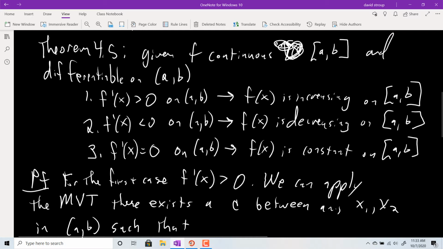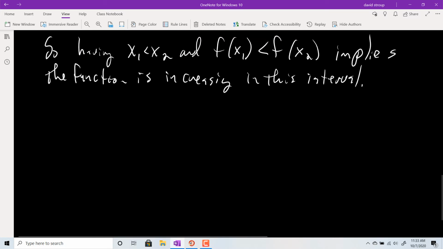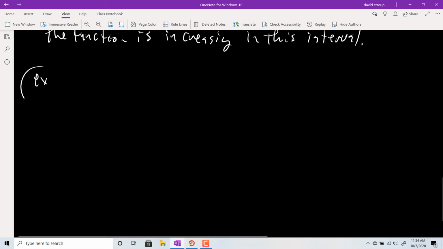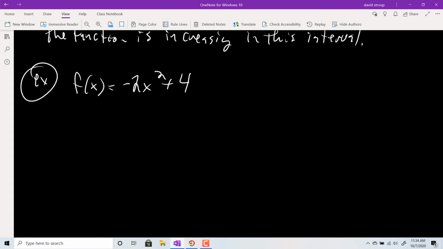Okay. So let's look at just classifying intervals as increasing or decreasing. And let me find a nice looking example. Okay. So let's go with this example. f of x equals negative 2x squared plus 4x plus 3. So I get the derivative. f prime of x equals negative 4x plus 4.